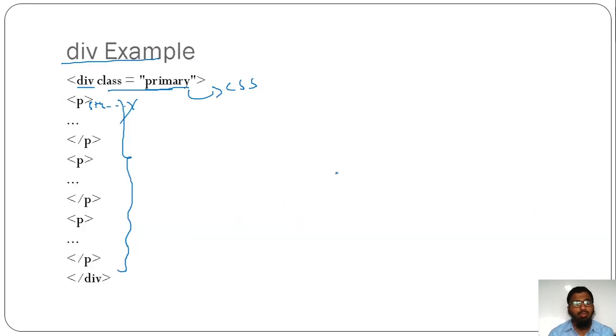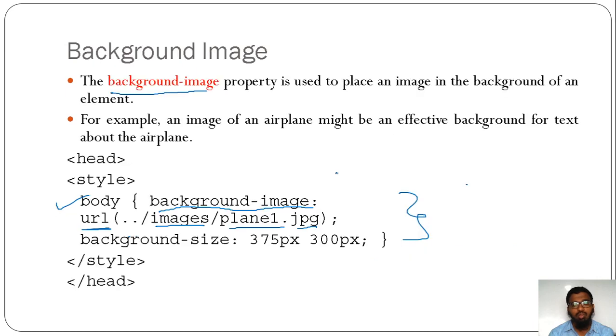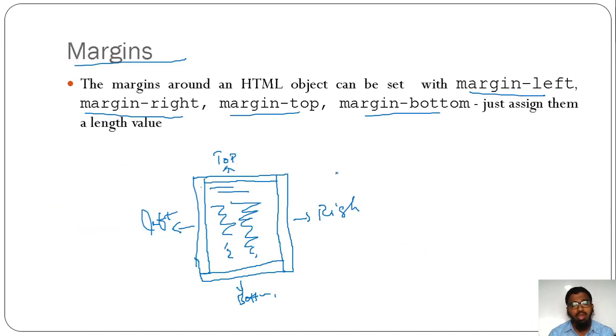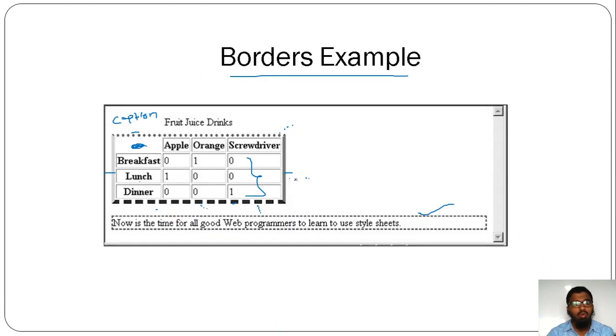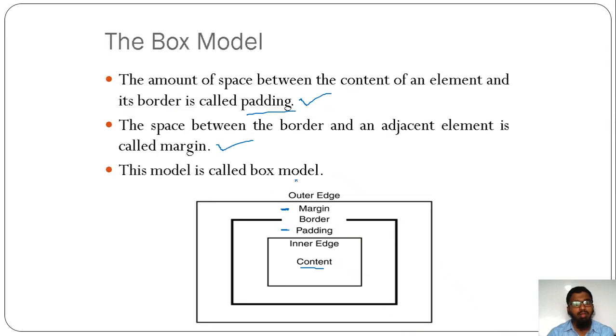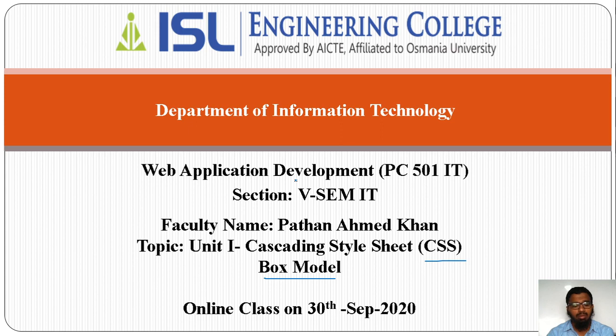So here we saw positioning, we saw div, we saw span, we saw how to add a background image, and we saw margin, padding, and code. In the next class we are going to see the practical session of all those things we have learned about CSS. Okay. So till then, thank you and bye.